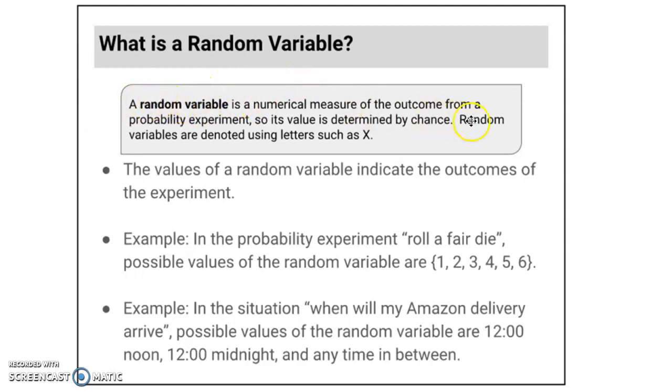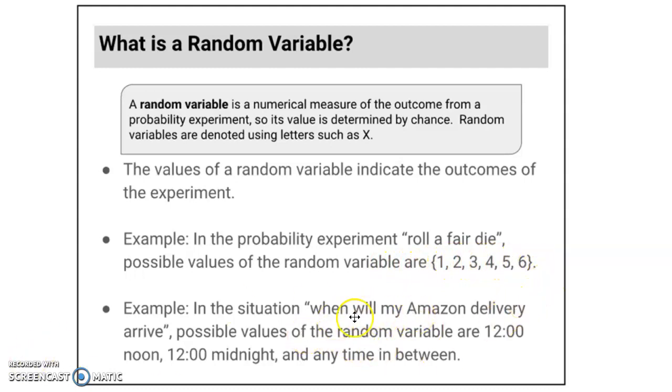The definition of a random variable is here. It's a numerical measure of the outcome from a probability experiment. So in other words, it's a number that describes what happened when you did something. For example, in the probability experiment rolling a fair die, the possible values of the random variable are 1, 2, 3, 4, 5, or 6.